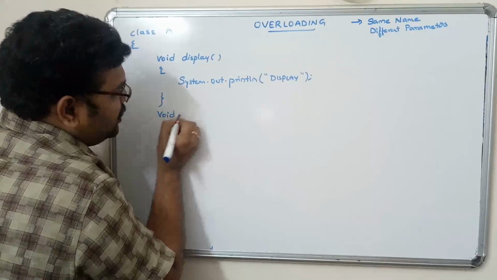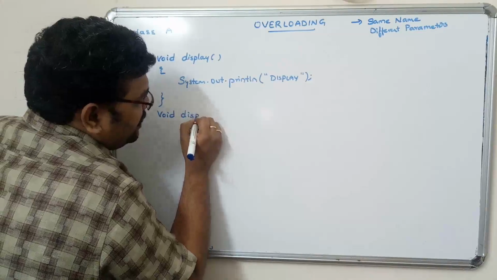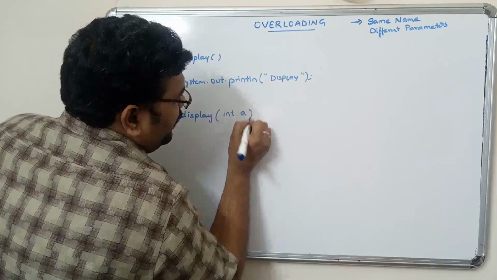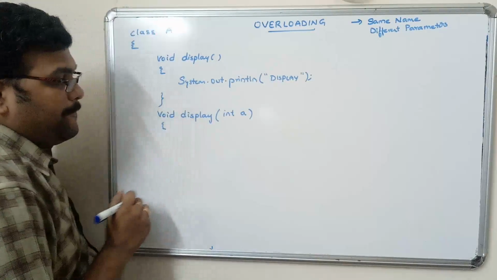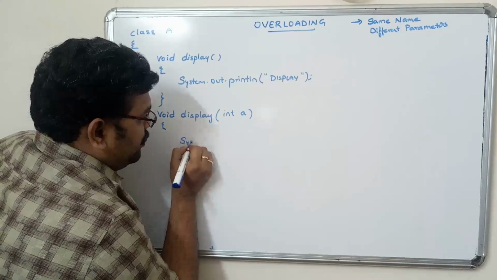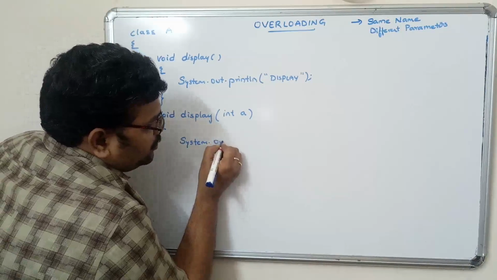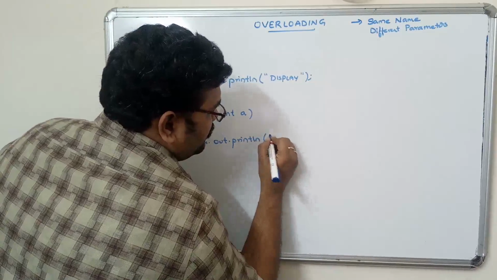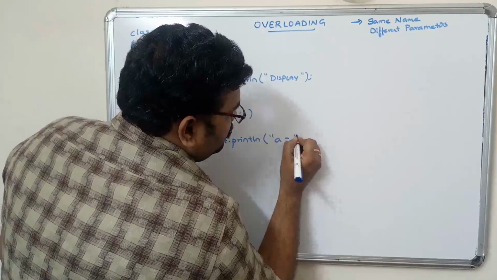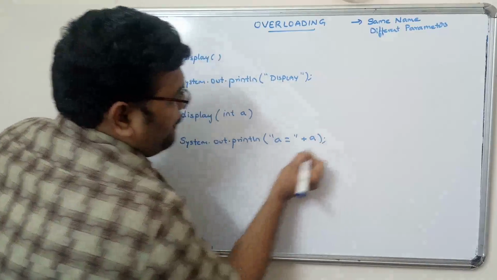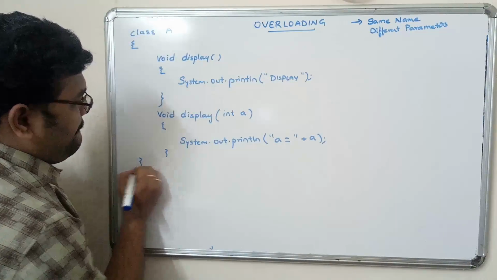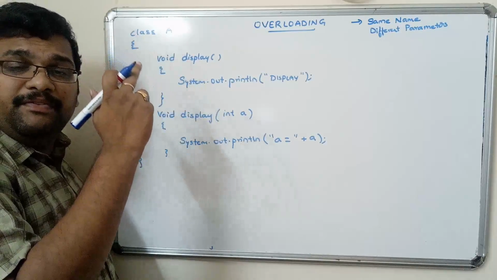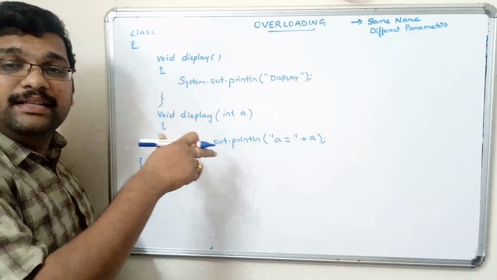Next, I am writing one more method with the same method name. display(int a), System.out.println a is equal to plus a. Okay, so this is the method. Previously we have written the constructor, and this is a method.